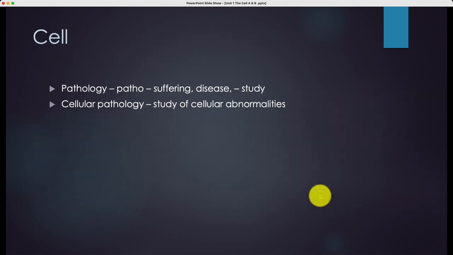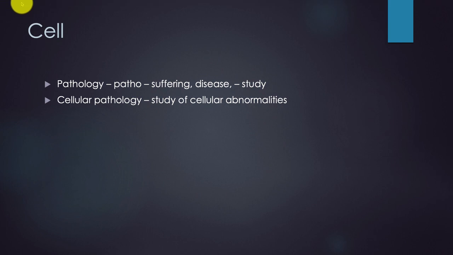Okay, so we are talking about the cell, and we are talking about pathology. If we look at the patho, it means suffering or disease, okay? And ology would be the study. And so pathology is the study of suffering and disease. And cellular pathology is the study of cellular abnormalities. That's what we will be focusing on in this course, not only the disease itself, but the alterations in the cell that initiate the pathogenesis of a disease, okay? So how a disease starts.